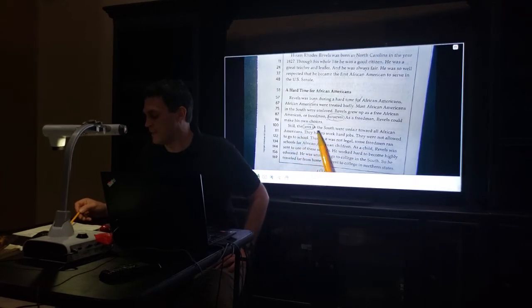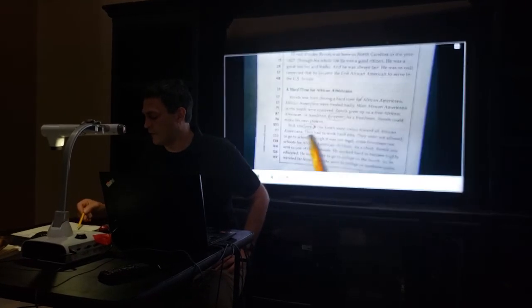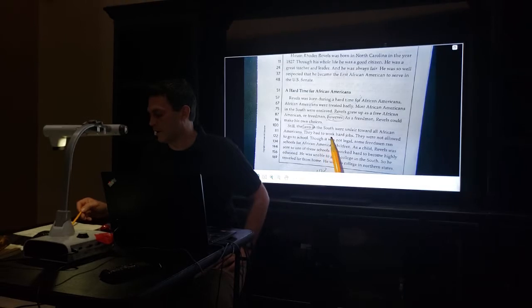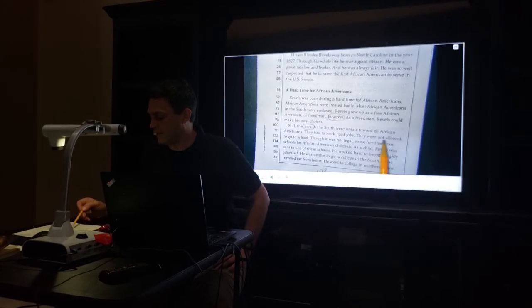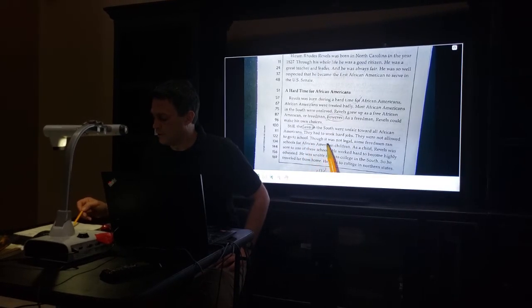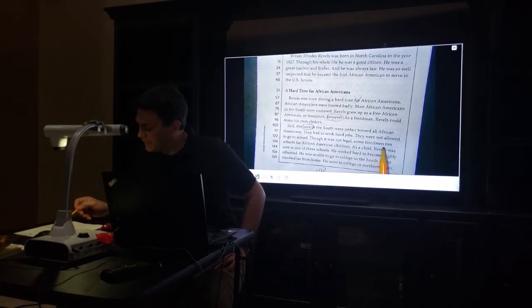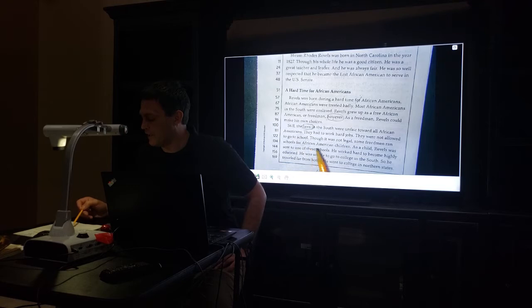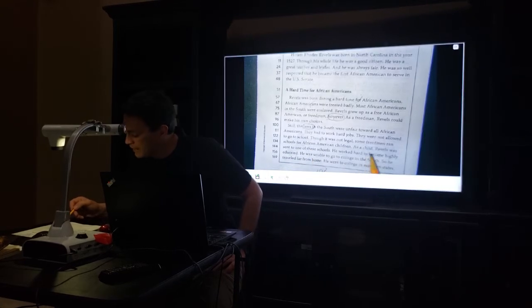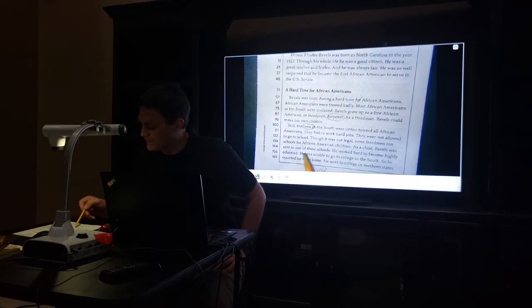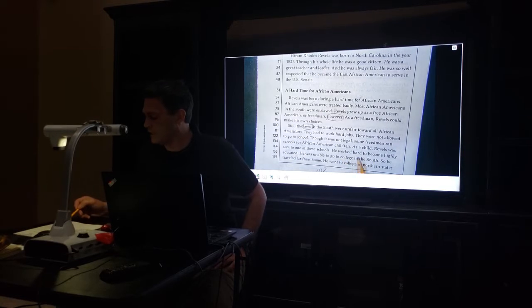Still, the laws in the South were unfair toward all African Americans. They had to work hard jobs. They were not allowed to go to school. Though it was not legal, some freed men ran schools for African American children. As a child, Revels was sent to one of these schools. He worked hard to become highly educated.